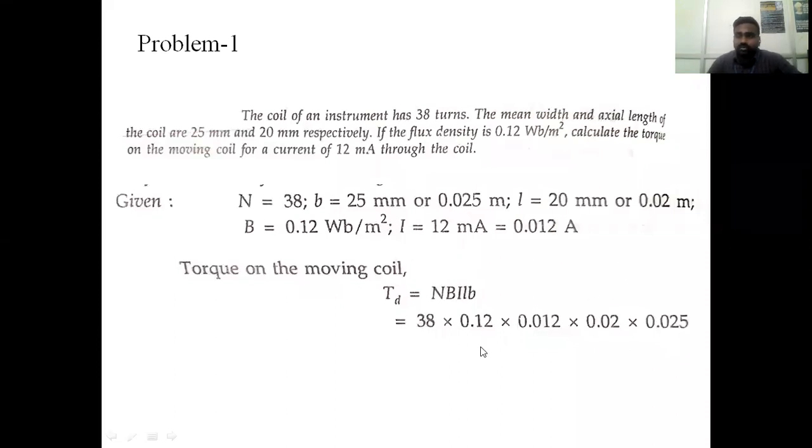So solve this problem, just solve step by step and give the solution. What will be the deflection torque? Torque is represented in Newton meter. So what will be the final answer? Just let me know in the chat box. What is the final answer we got here? Just solve it.